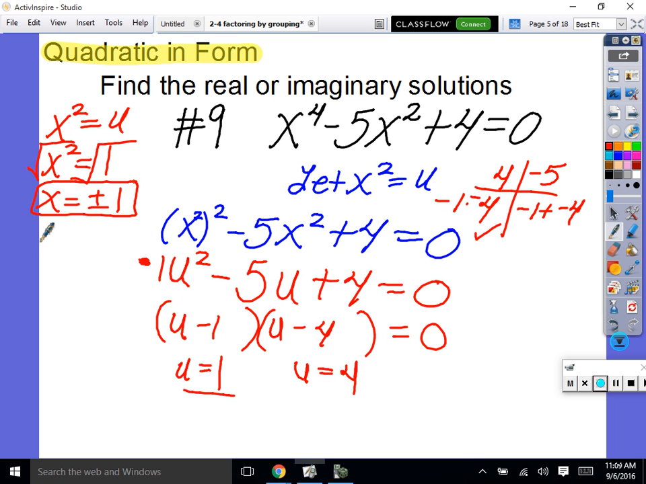And we also have x squared is equal to 4. Solving for x, square root both sides of the equation. Root cancels out with power. x is also equal to plus and minus 2. Now, if you were to graph this on a graphing calculator, you would see it crosses the x-axis at positive 1, negative 1, positive 2, negative 2. Questions?